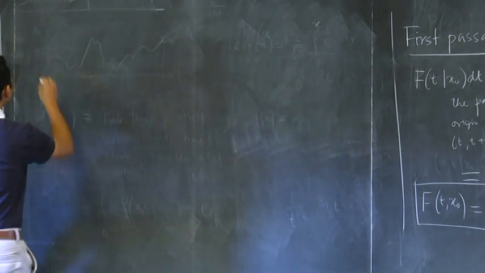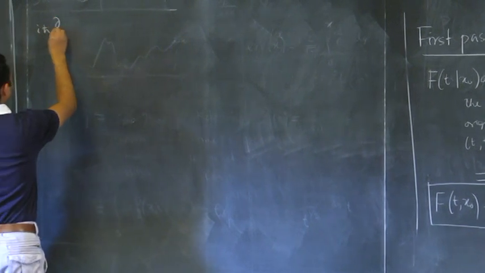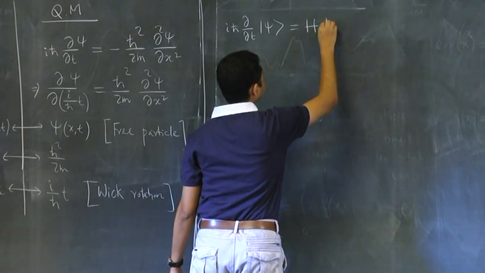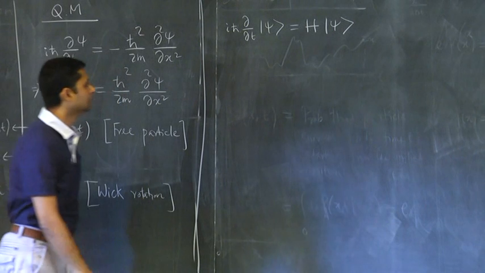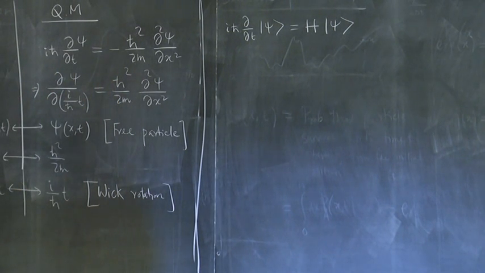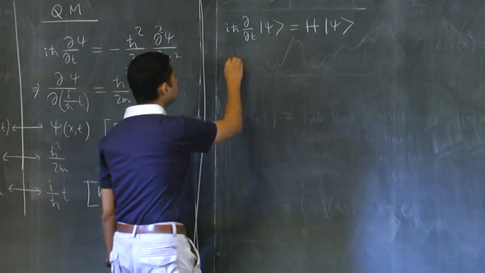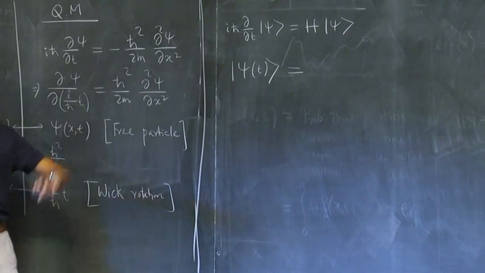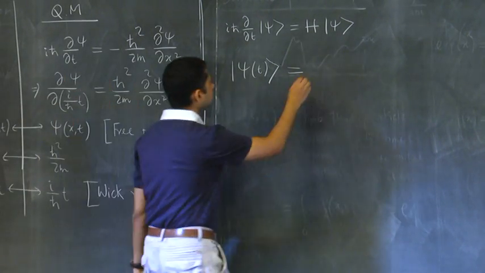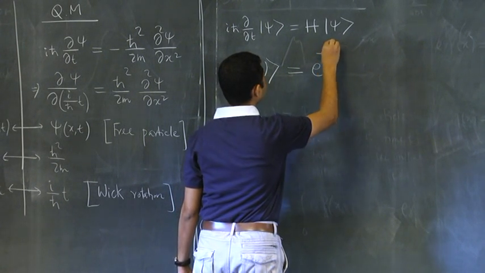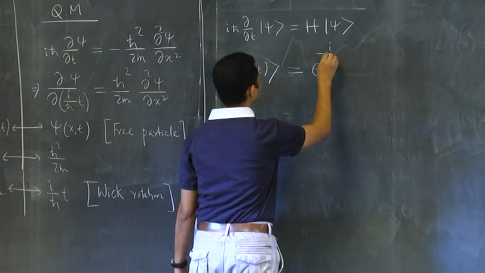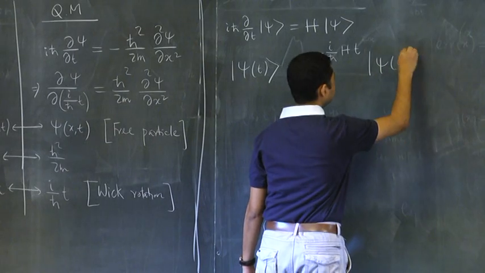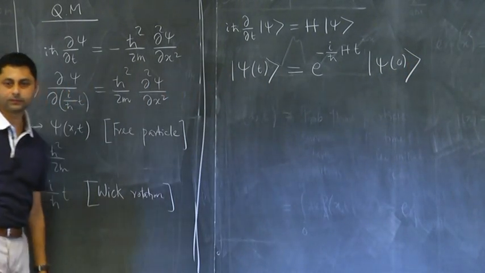So, how does it look? It looks like i h cross del psi by del t is equal to H psi. So, what is the solution? You know the solution. If I solve this, psi at time t, in terms of this operator, I can write down the solution: e to the power minus i by h cross H t, psi of 0. That is the formal solution of that equation.